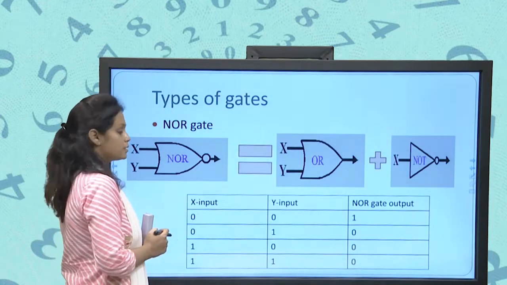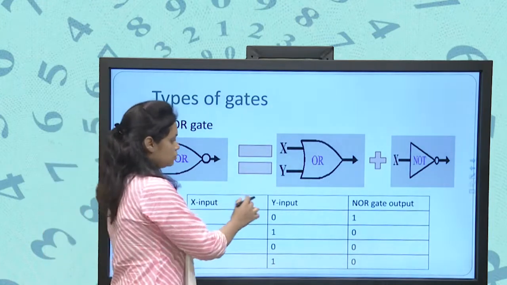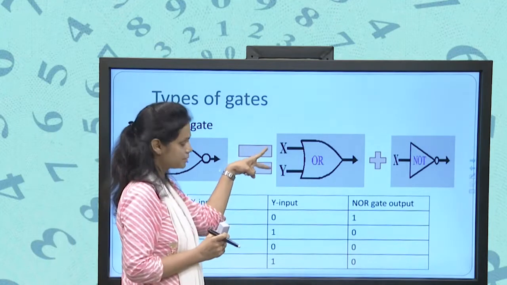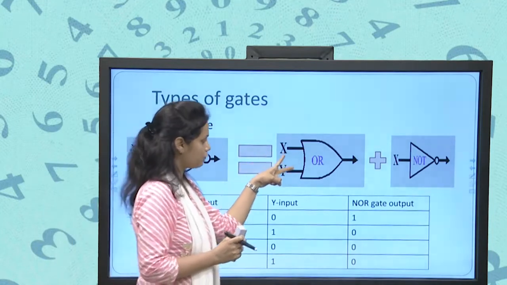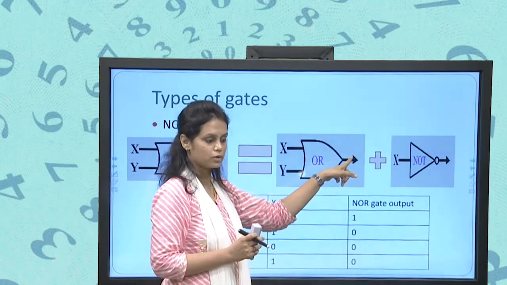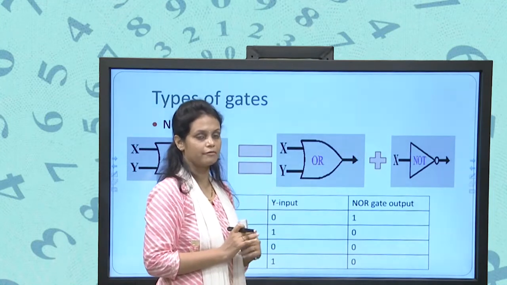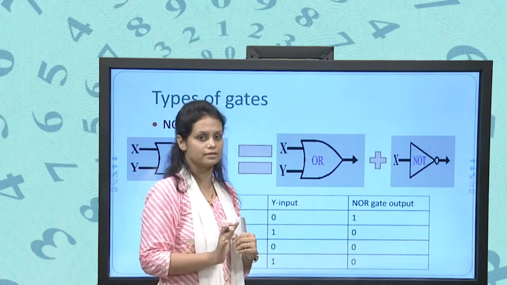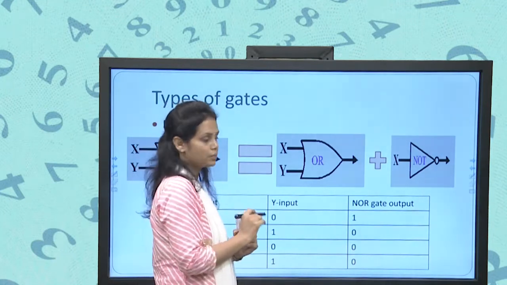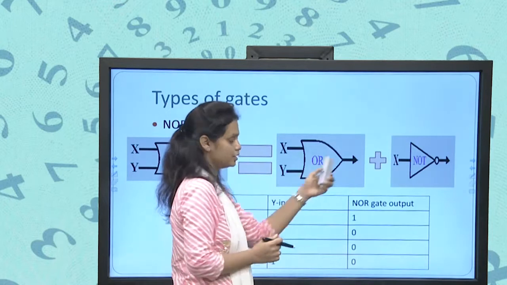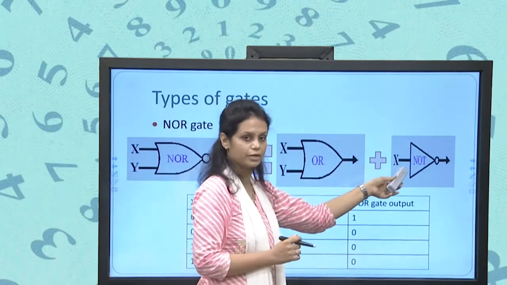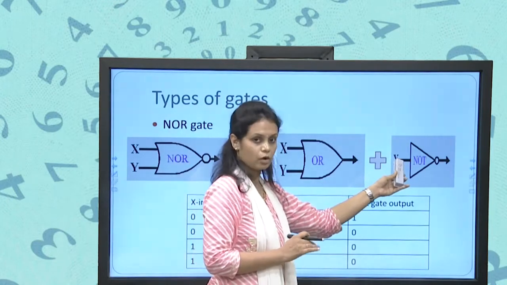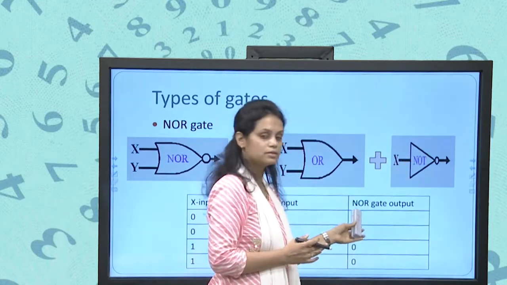Suppose our input is 0 0. The output is obviously 0, because in the OR gate if at least one of the inputs is 1, then only the output is 1, otherwise it is 0. So here both are 0, so the output of the OR gate is 0. This 0 will be passed over here and the NOT gate will complement this 0. So the output is 1.